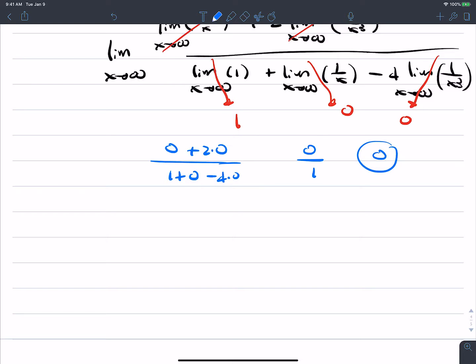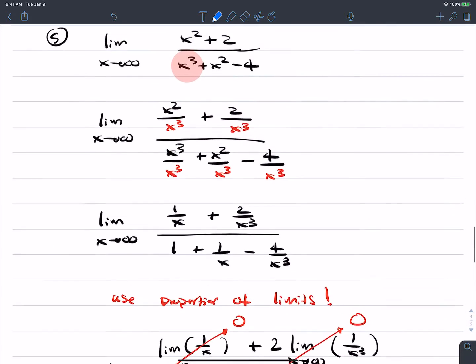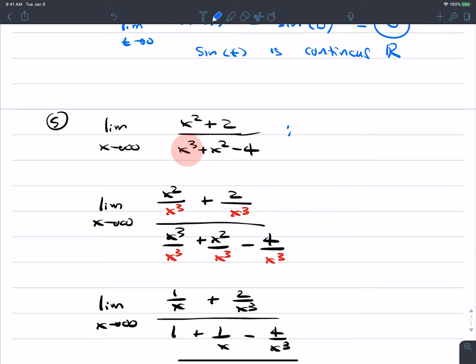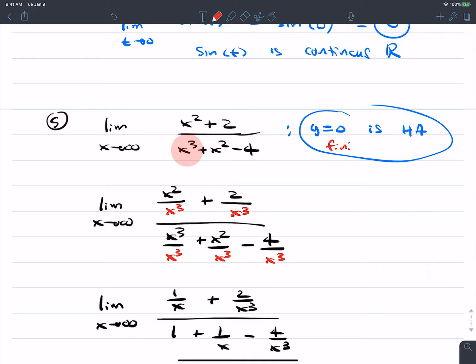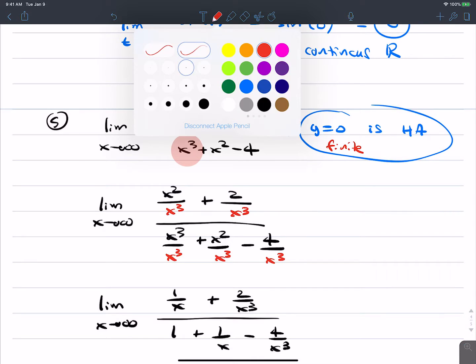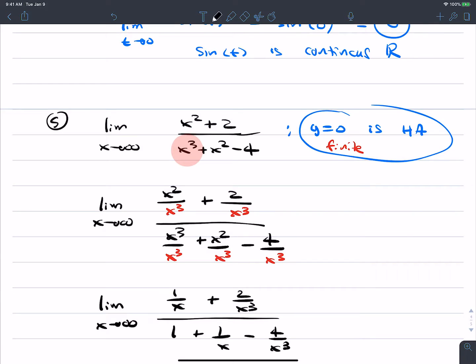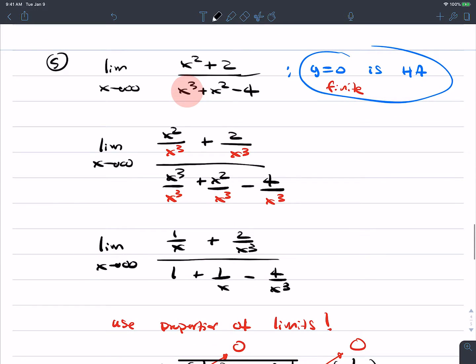0. So what we know now is that y equals 0, since this is finite, is a horizontal what? Asymptote. Okay, and that's because, again, this is what? Finite. If this was infinite, then it would not be a horizontal asymptote because it wouldn't be horizontal. Is that right?